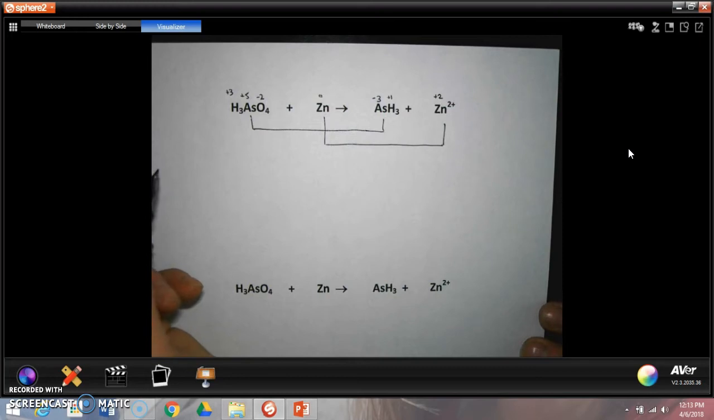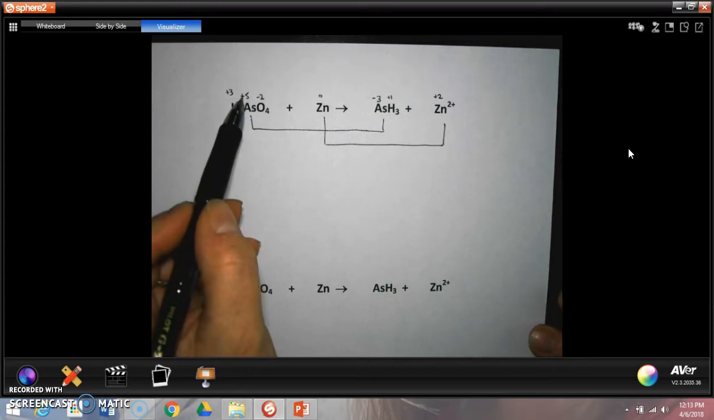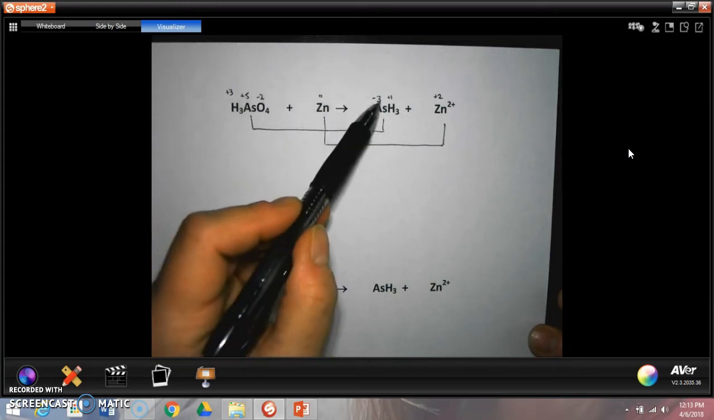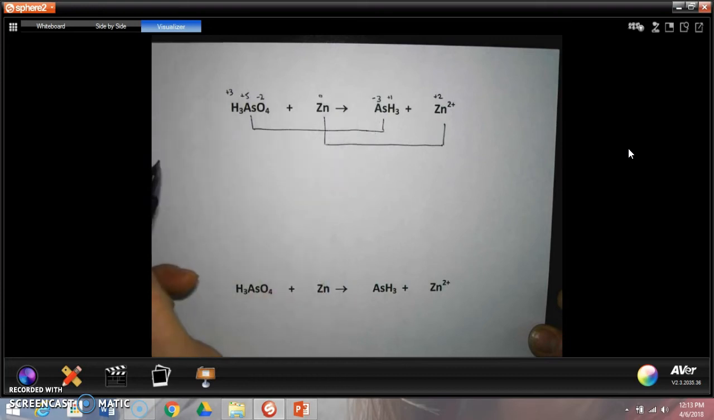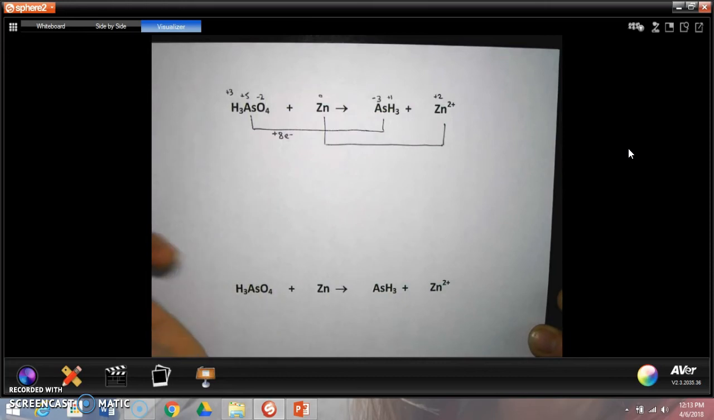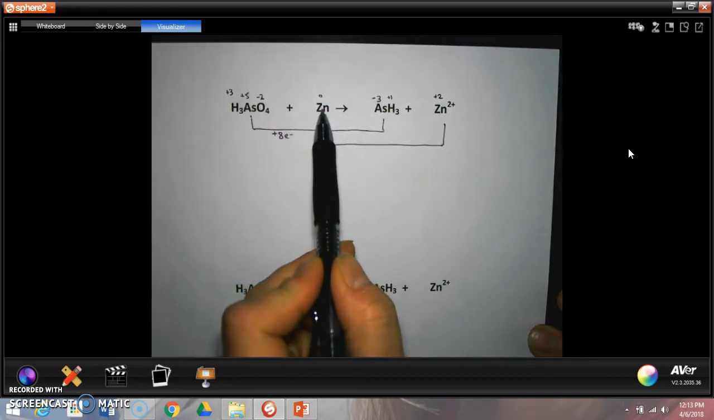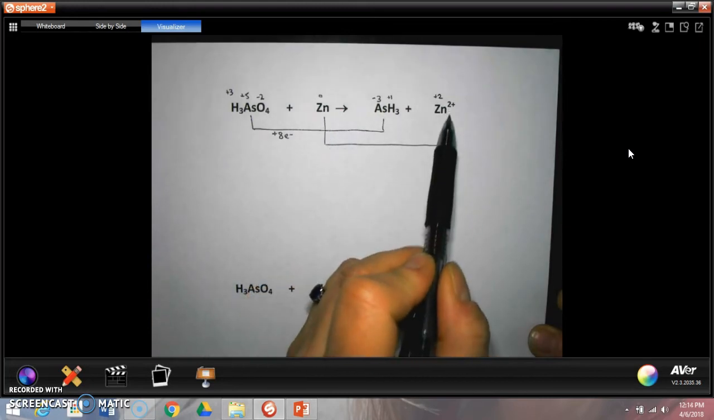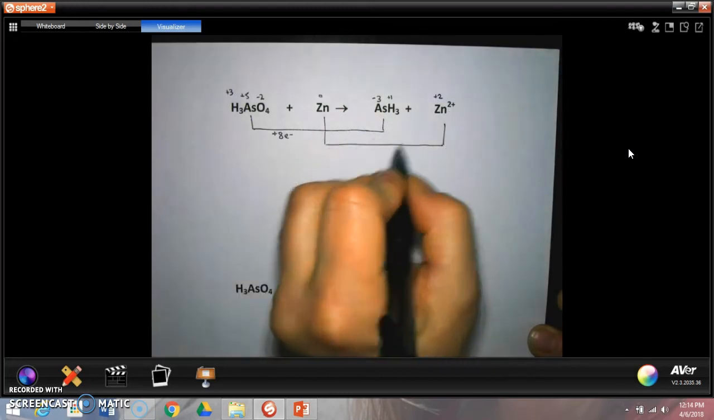So now what I do is I take a look and I think about, okay, how many electrons are changing? Well, I'm going from +5 to -3. That's a total of a gain of 8 electrons. So I'm just going to jot that down to keep that in mind. In this case, zinc is losing 2 electrons.